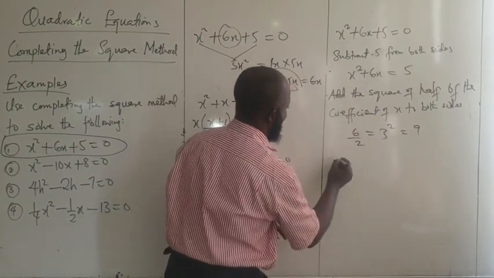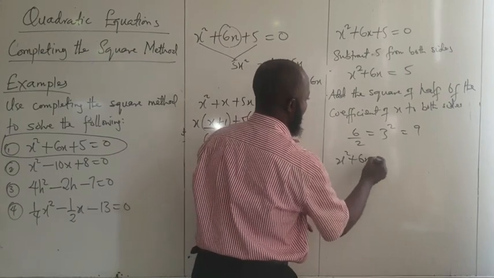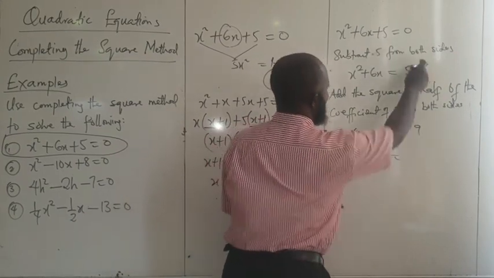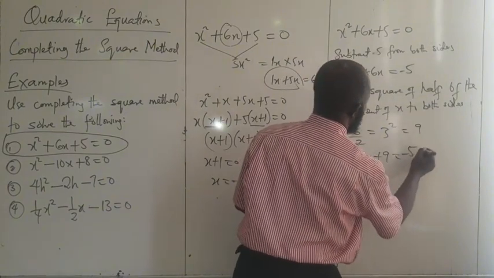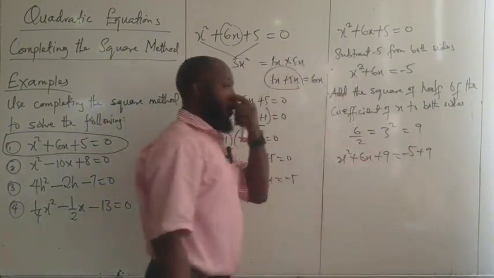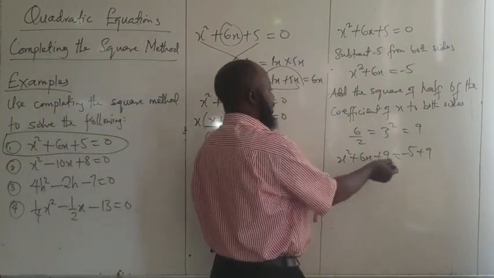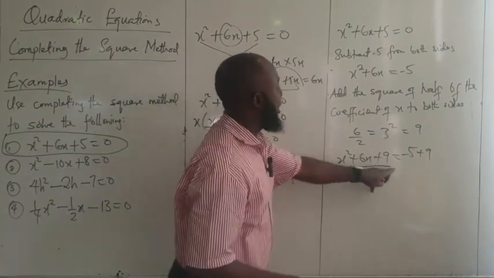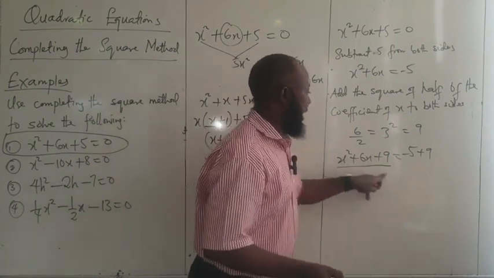That means we're going to have x squared plus 6x, are you with me? Plus 9 equals to 5. Sorry, this will be minus 5. Minus 5 plus 9. I hope I'm making sense. So, having done that, we are now going to factorize this one. We have turned it to a perfect square.